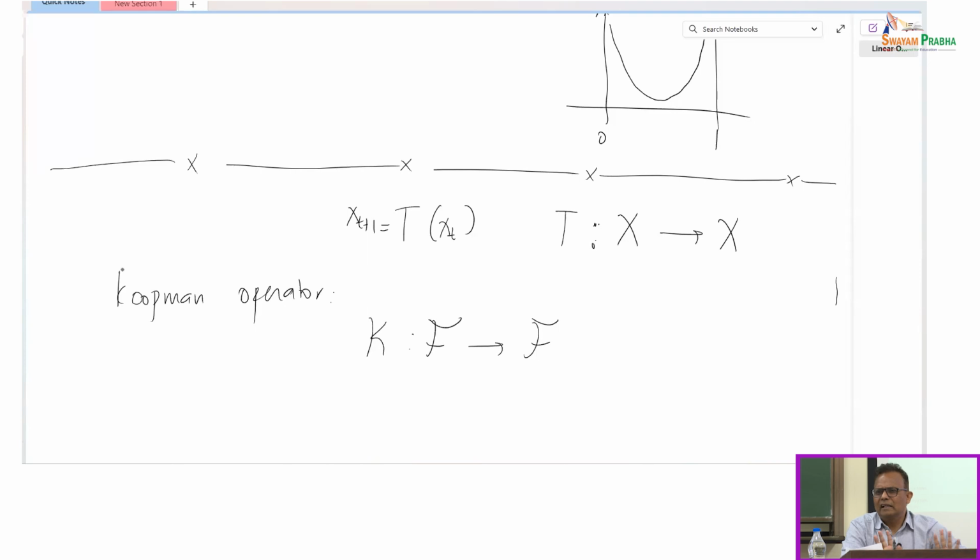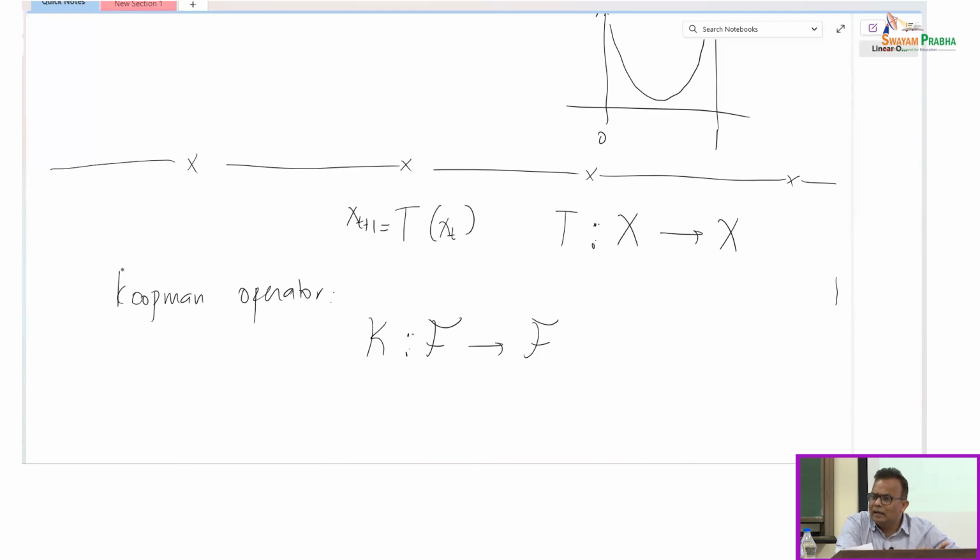I'm not doing that right now, because I want to get the main idea across. Later, as a word of caution, I'll tell you that you have to be careful about what function spaces you deal with, but that point hasn't been reached yet. So kappa takes a function and gives you a new function. Just like T takes you from a state space X to another space.